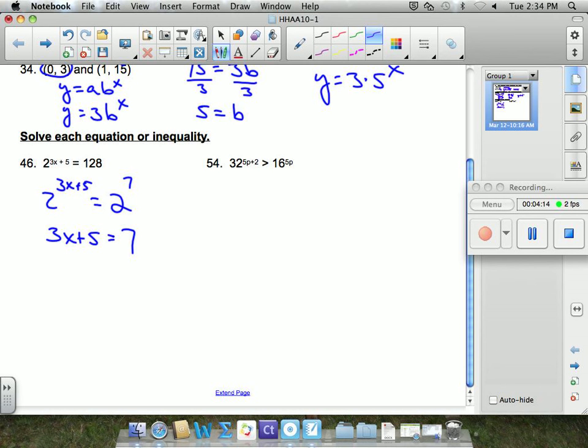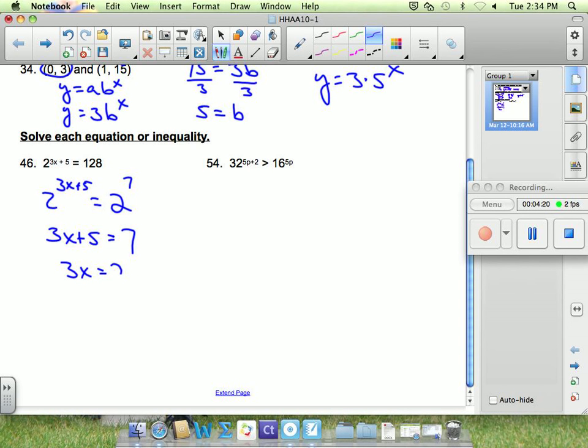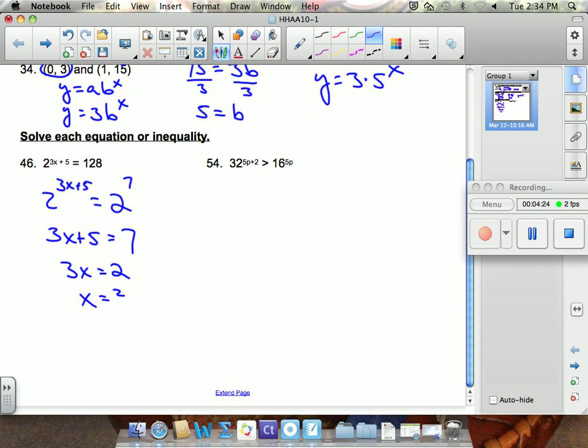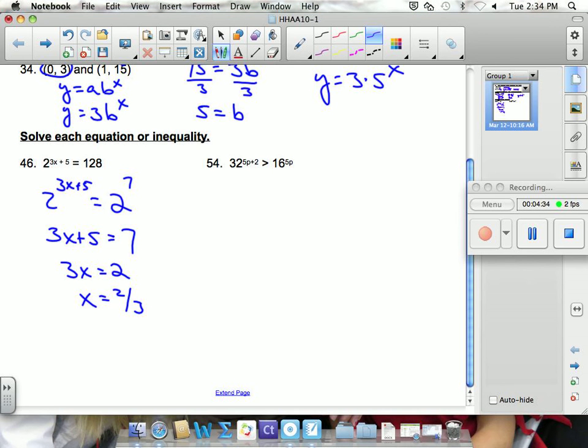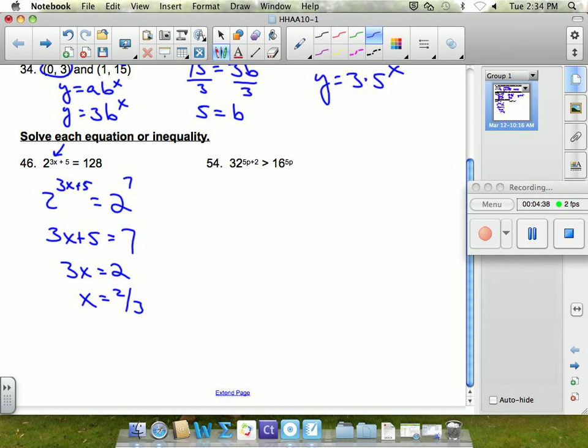3x plus 5 is equal to 7. I'll subtract 5 from both sides. I'll divide by 3. And I have my solution. X is 2/3. When we get to a quiz or a test, you wouldn't want to stop there. You could take 2/3 and plug it in to the original for x, and that should make a true statement.